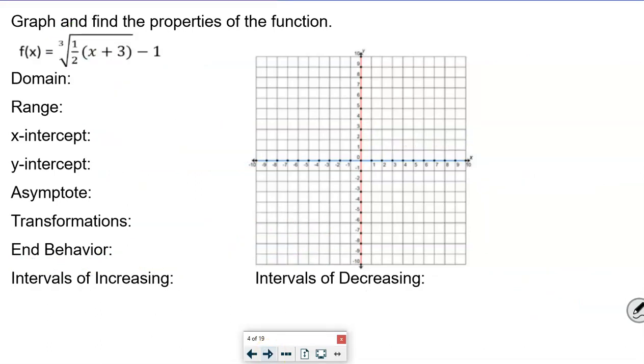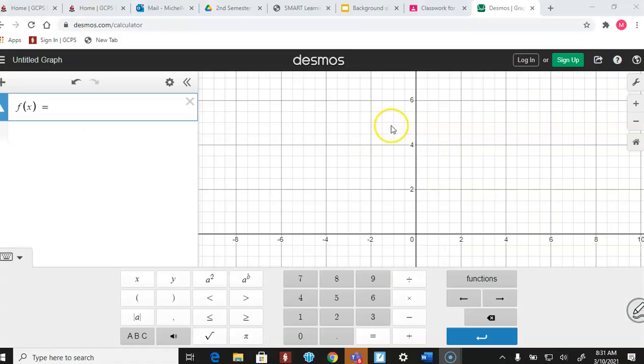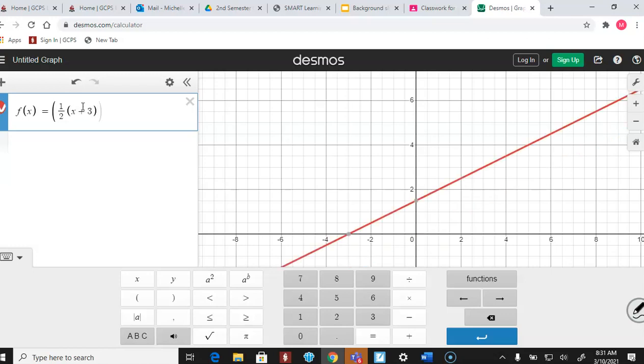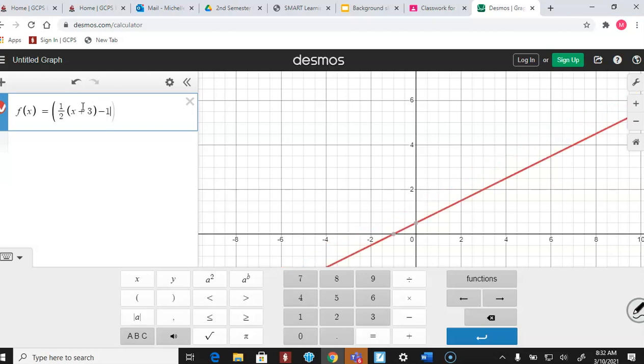So this one, graph and find the properties of the function, again. Now when I do this one, I want you guys to recall that a cube root is the same as taking something to the 1/3 power. So when I do this one, that's what I'm going to do ultimately, okay? And I'm going to do 1/2 x plus 3, and then go outside of there. No, not all the way outside of there. Let me close the parentheses. -1. And then we're going to take this to the 1/3 power, okay?